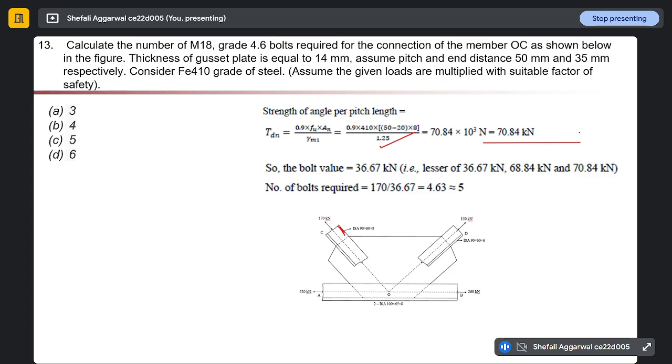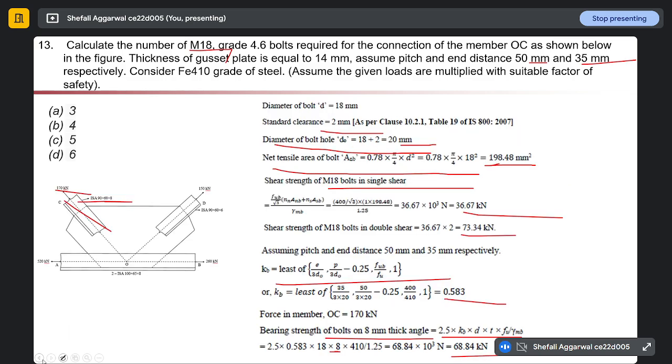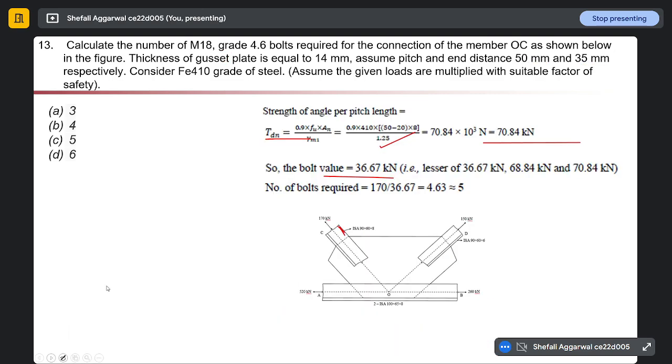So the bolt value is 36.67 kilonewton. How is it calculated? We have calculated three strengths: the bearing strength 68.84, the strength of the angle per pitch, and before that the shear strength of bolts in double shear, 73.34. So the minimum of all three strengths will be taken as our bolt value, which is equal to 36.67 kilonewton.